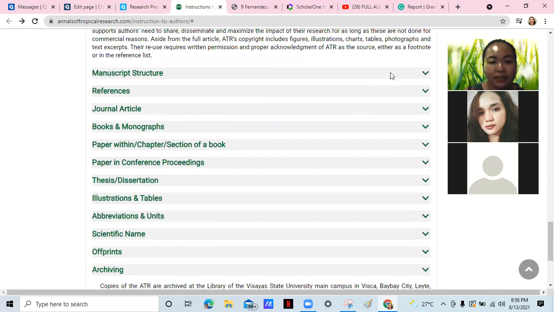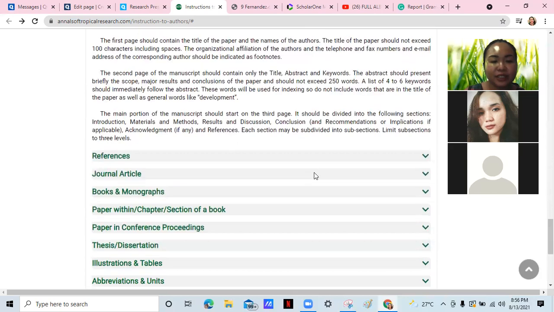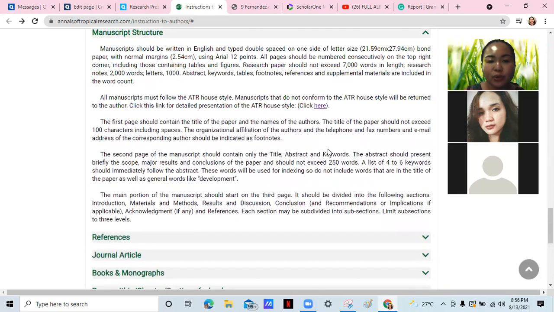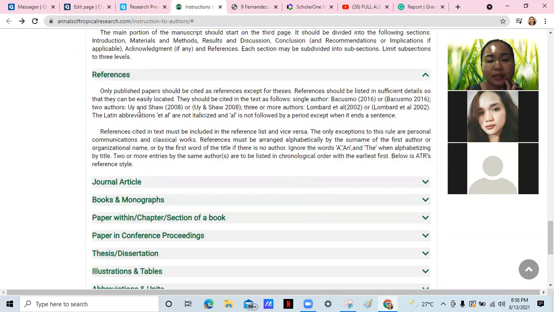So in manuscript structure, they have specific requirements. That's why I'm telling you, go directly to the format the journal requires. There are word and letter limits, and most importantly, how to cite references. Each journal has its own specific style.